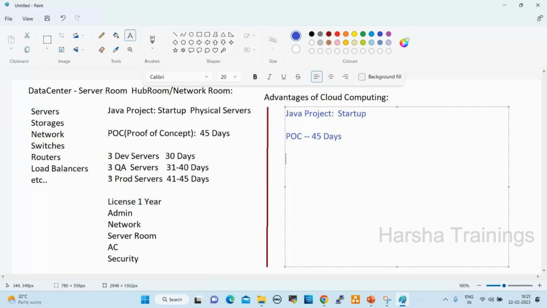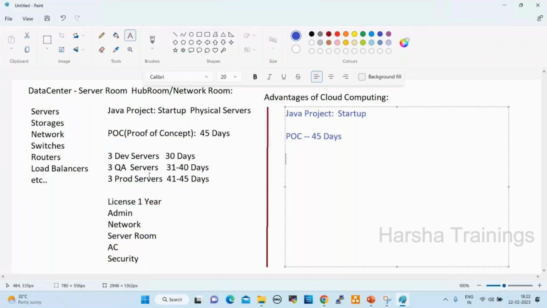At a time, we need to place the order with vendors, like Dell vendor, HP vendor. We'll get the servers, and we need to configure and test the servers. This will take some time. That is why we place the order for all the servers at a time. But in cloud infrastructure, whenever we require any servers, we can create them within 1 minute, right?